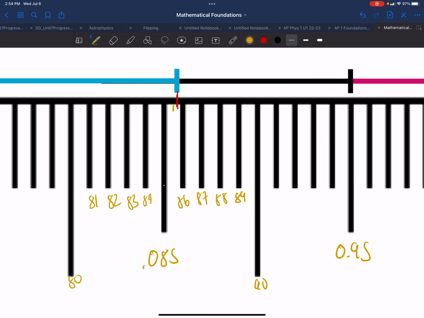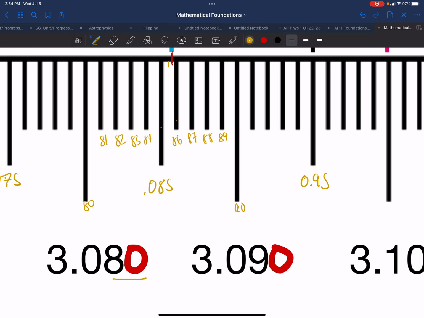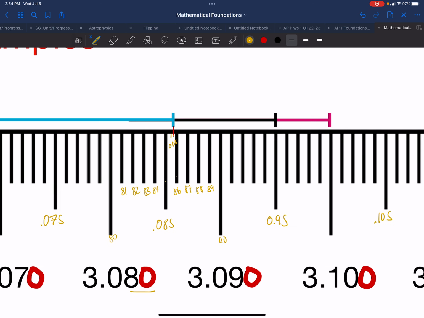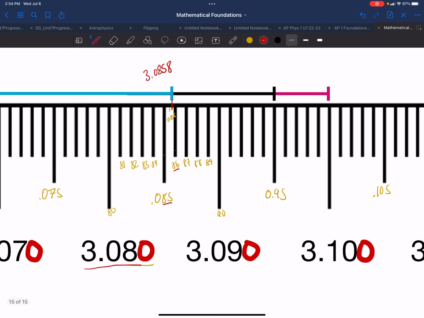So this is 85, 86. This would be 0.0858. Zero point 0858. So writing out that number, it would be 3.0858. It is more than 85, less than 86, so that's 858. Notice the labels here, 4 digits, 4 digits, 5 digits.